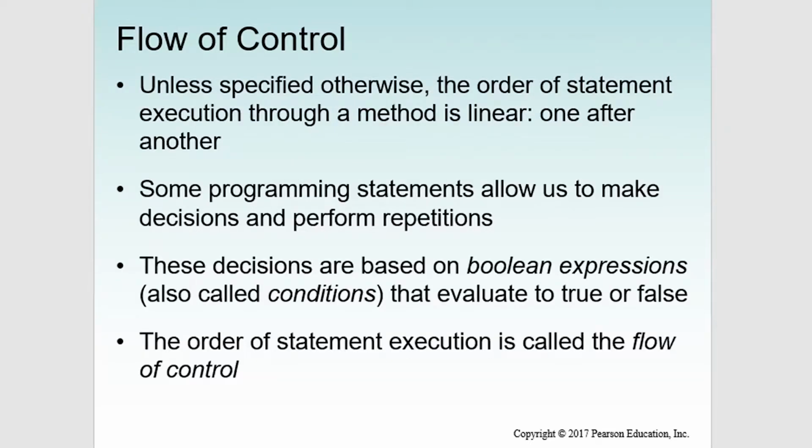So, flow of control. Unless specified otherwise, the order of statement execution through a method is linear, one right after another. Some programming statements allow us to make decisions and perform repetitions. These decisions are based on Boolean expressions, also called conditions, that evaluate to true or false. The order of statement execution is called flow of control.